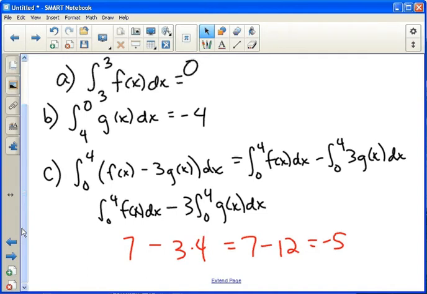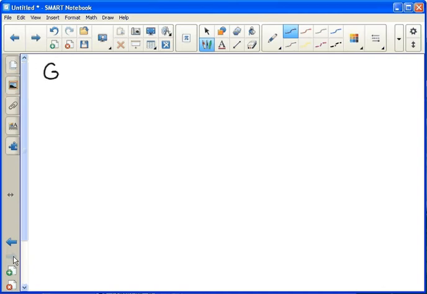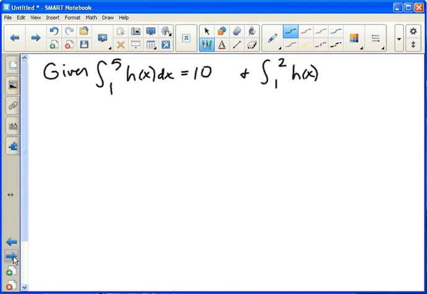Let's say that we're given that the integral from 1 to 5 of h of x is equal to 10, and the integral from 1 to 2 of h of x is equal to 7. So this time we're dealing with the same function, h of x, for both of them, but we're given the area under two different boundaries. First, from 1 to 5, our total area is 10, and from 1 to 2, our total area is 7. So first, let's try this. What would be the integral from 2 to 1 of 5 times h of x dx?